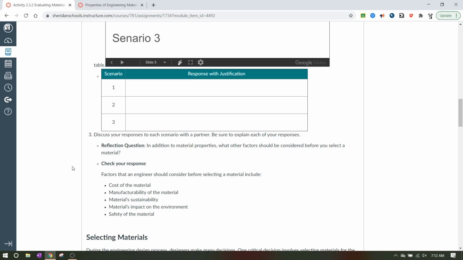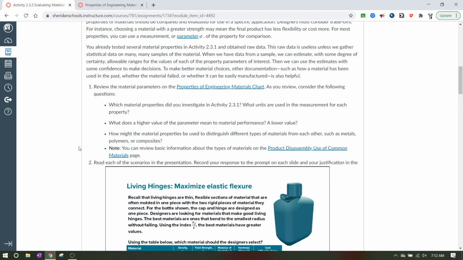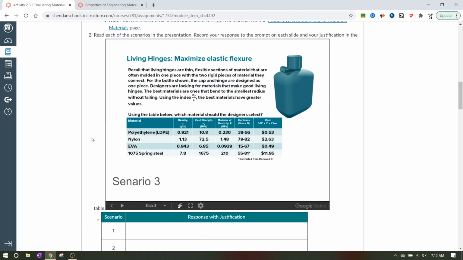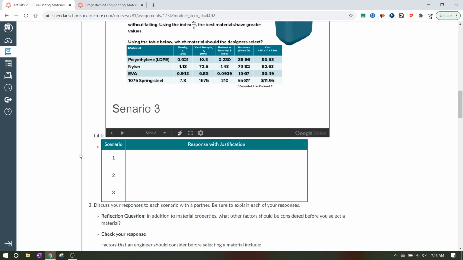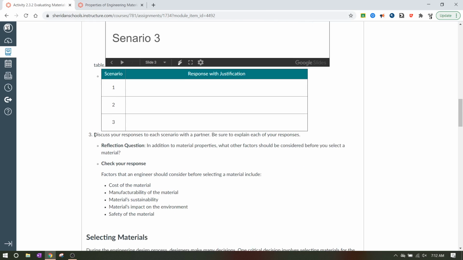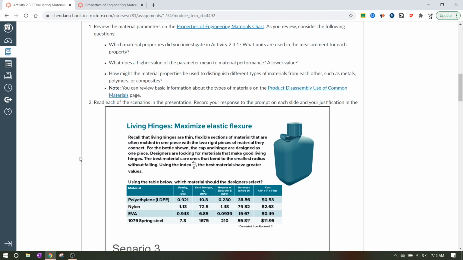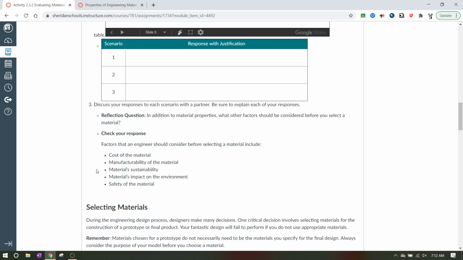So virtual people, I'm going to be looking for the answer to number one, and the answers to the slides from number two. You can make a table like this, or you can just type it out one way or the other. And I'm also going to look for the reflection question down here for number three. So for this part, I want number one, number two, and number three. And that's what we're going to turn in.